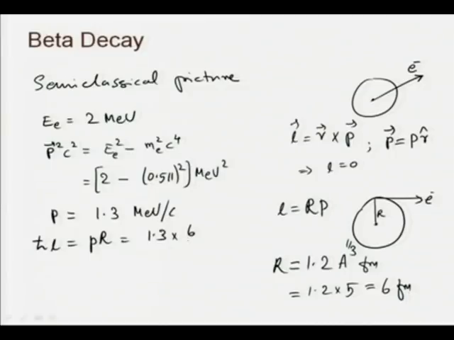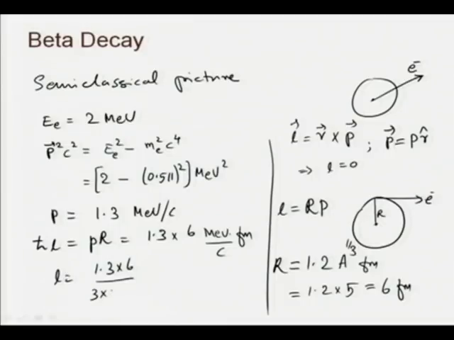So, we have 6 in units of MeV per c, divided by c, coming from momentum, and 6 Fermi is the nuclear radius. So, Fermi is coming from R. Now, L is equal to 1.3 into 6 divided by c, which is 3 into 10 power 8 meters per second. So, convert Fermi into meter, it is 10 power minus 15 meters, divided by h cross.